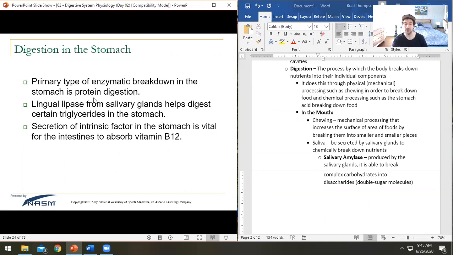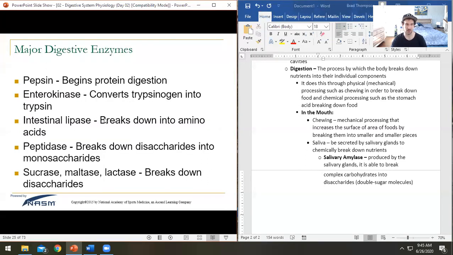Lingual lipase is going to break down a little bit of fats. There's going to be a little bit of fat breakdown in the stomach. However, way more of it is going to take place in the intestine. And then you're also going to secrete what's called intrinsic factor, which is really important for breaking vitamin B12 off of some nutrients so that you can absorb it later. And that one gets its own special little enzyme there. So those are the major digestive enzymes that we've got.